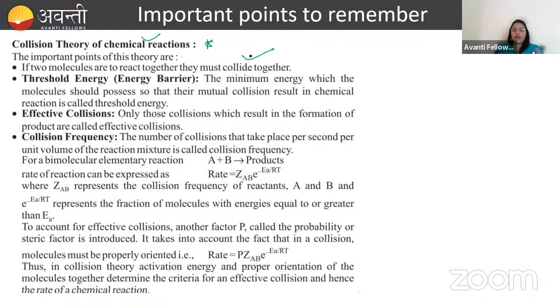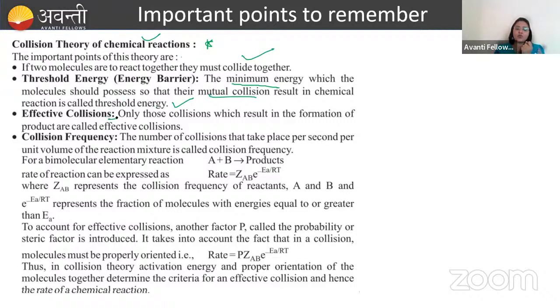When the molecules are colliding together, they possess a certain minimum amount of energy. The minimum energy which the molecules should possess so that their mutual collision results in a chemical reaction is known as threshold energy. So all the molecules which are colliding with each other must have at least a certain minimum amount of energy, and that energy is known as the threshold energy.